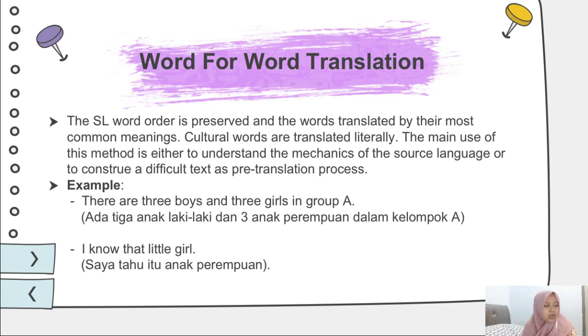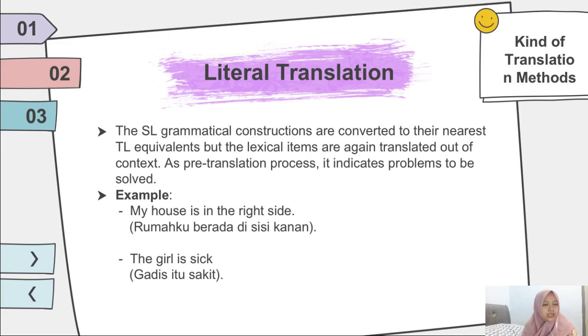The next is literal translation. The SL grammatical constructions are converted to their nearest TL equivalents, but the lexical items are again translated out of context. As a pre-translation process, it indicates problems to be solved.